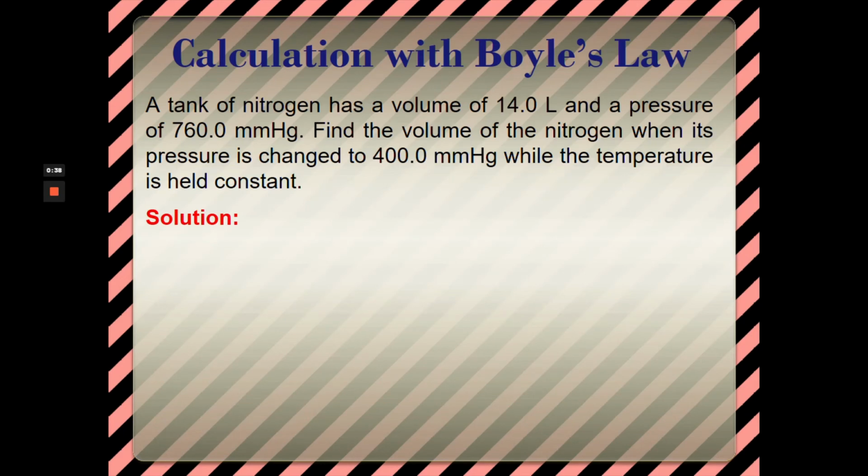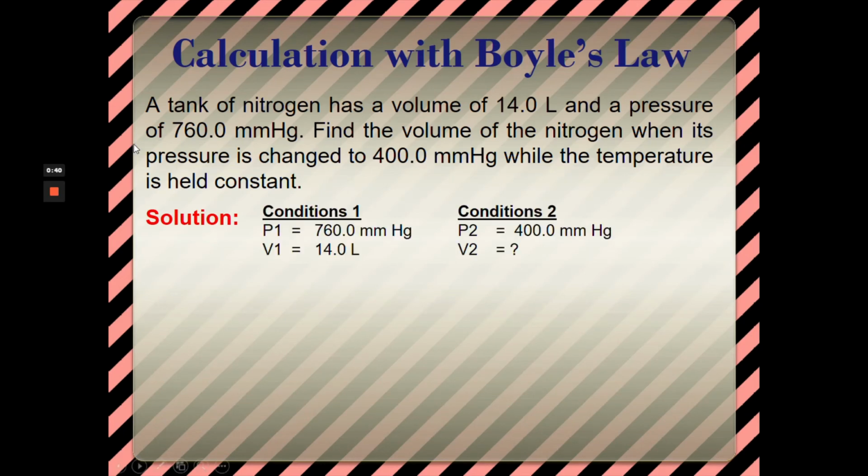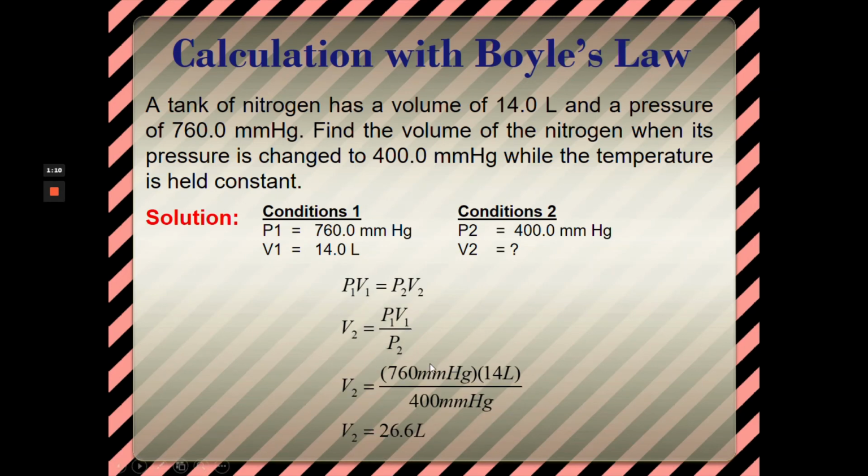Here we have the condition before and after. Before, given that the pressure is 760 and volume is 14 liters, and after we have the information for the pressure. The question asks to find the final volume. We know that the formula for Boyle's law is P1V1 equals P2V2. So just plug into the equation, and we're going to get 26.6 liters.